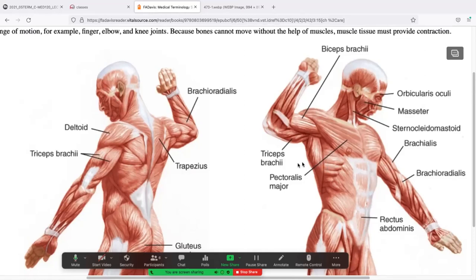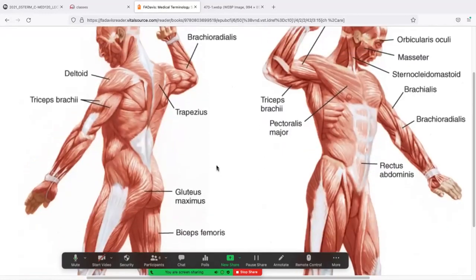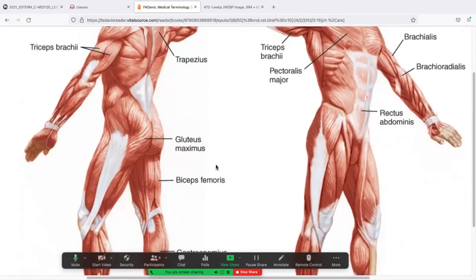Muscles can also be named after what they do. So this right here on your cheek, if you put your hand to your cheek right now and pretend to chew, you'll feel this little muscle bumping in and out, and that is your masseter. It helps you masticate or chew.